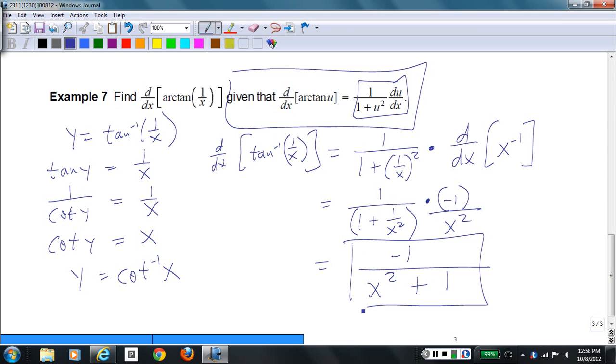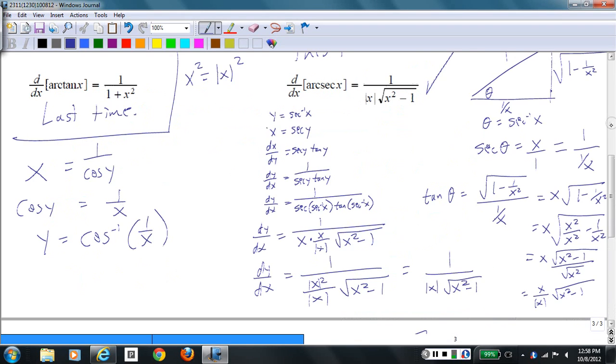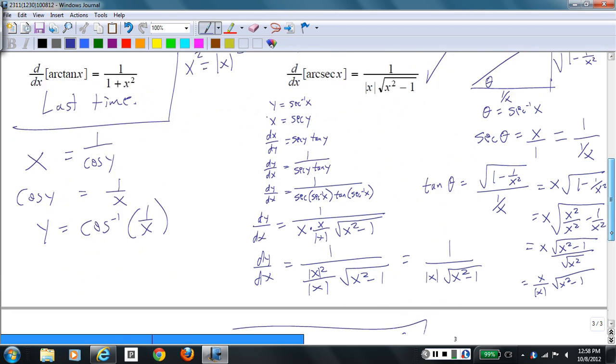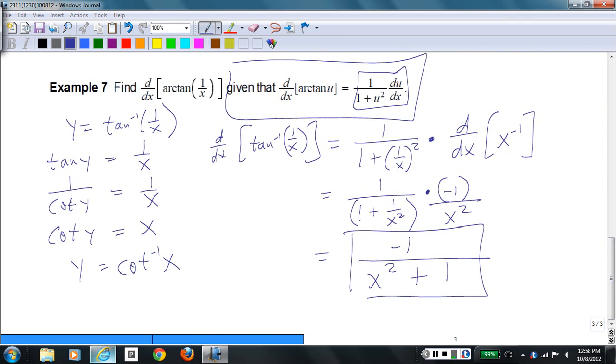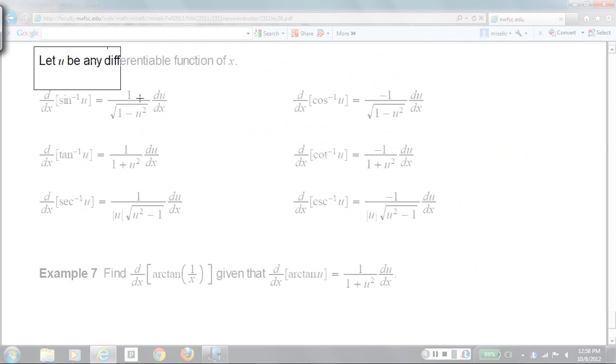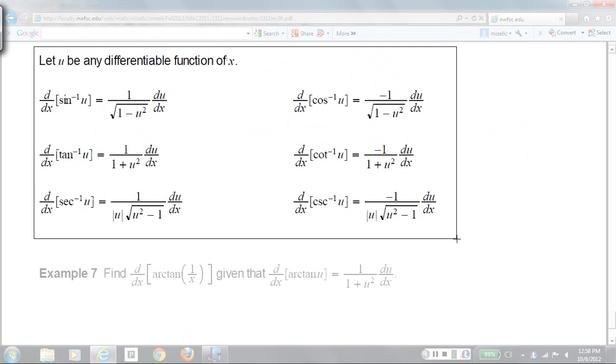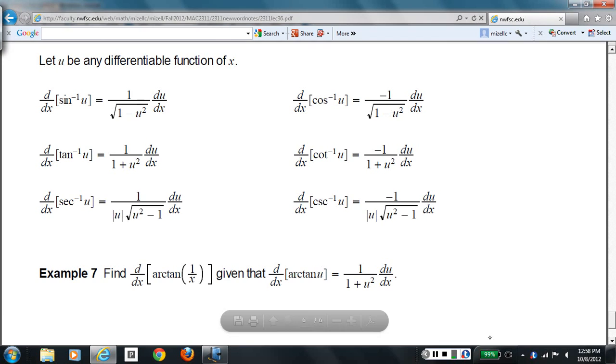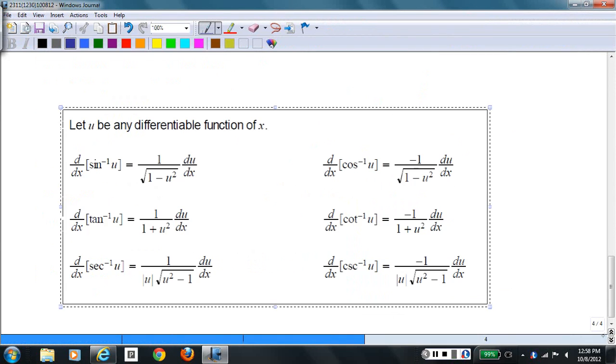And compare that, negative 1 over x squared plus 1. Compare that to this. Oops, sorry. I should have copied those and put them into the notes, but they're in these notes. So just in case you're going by that, let me put those in there as well. All right.